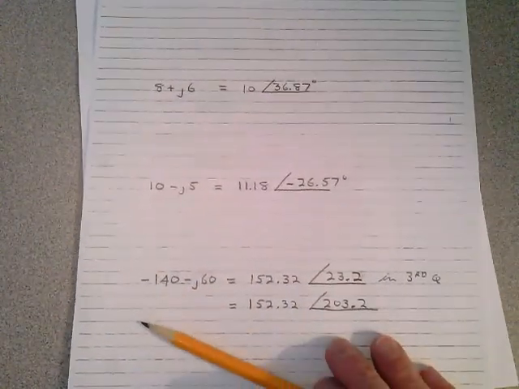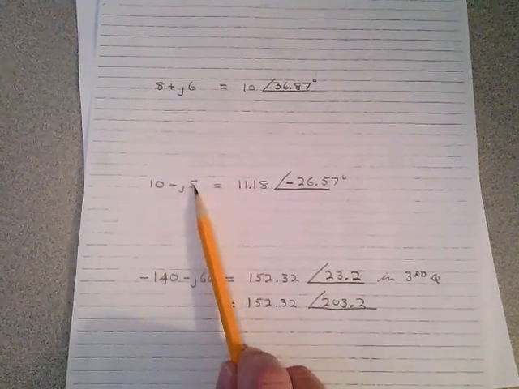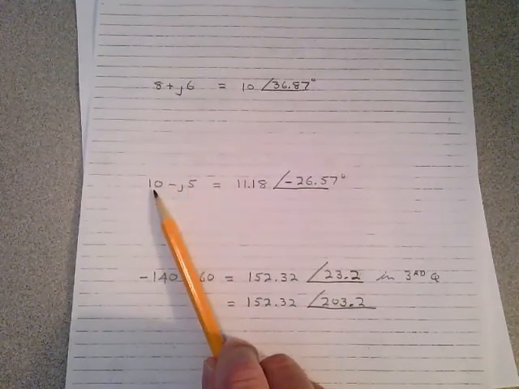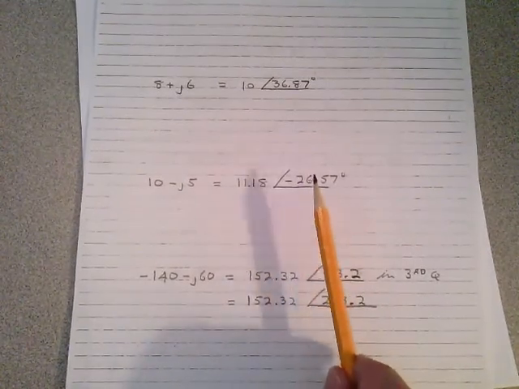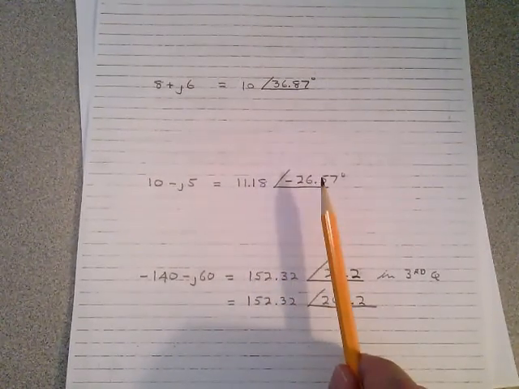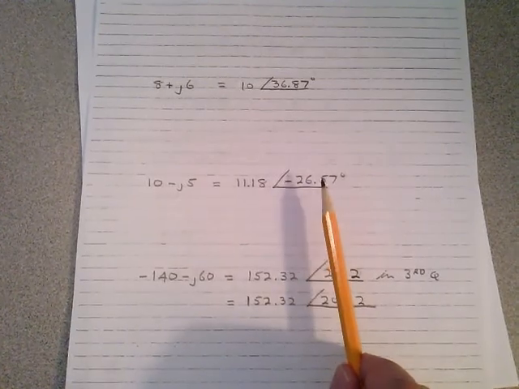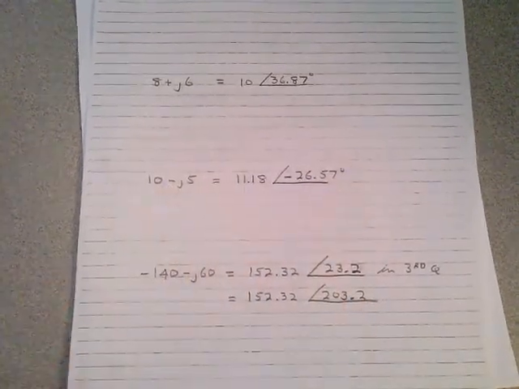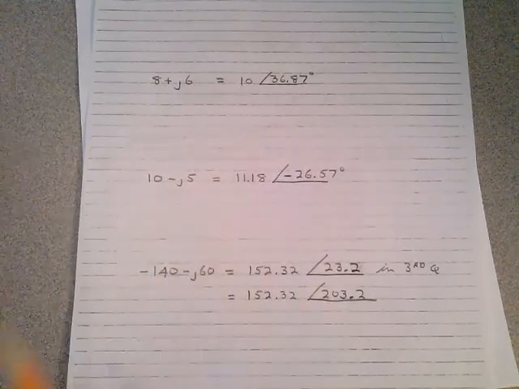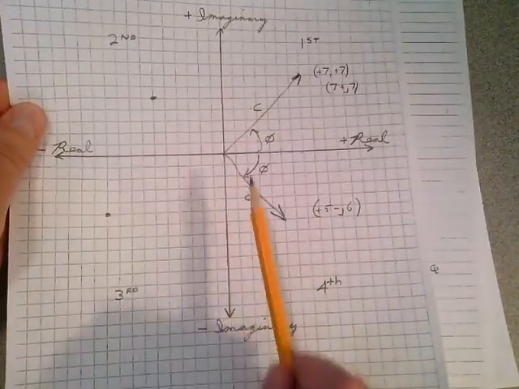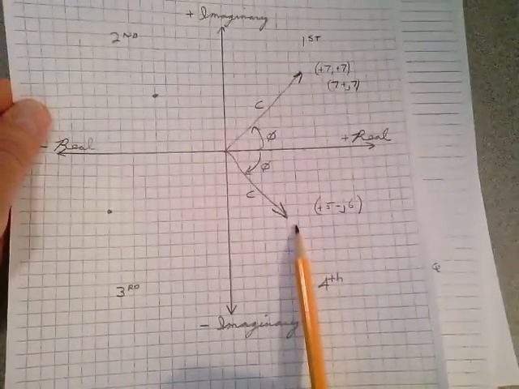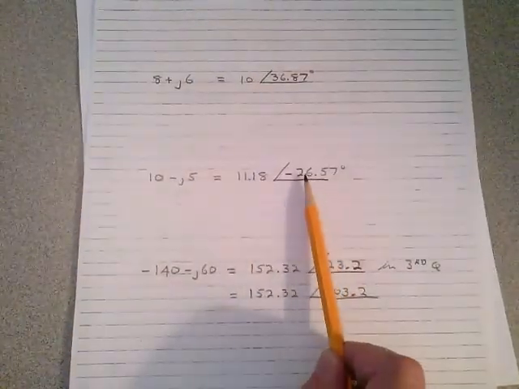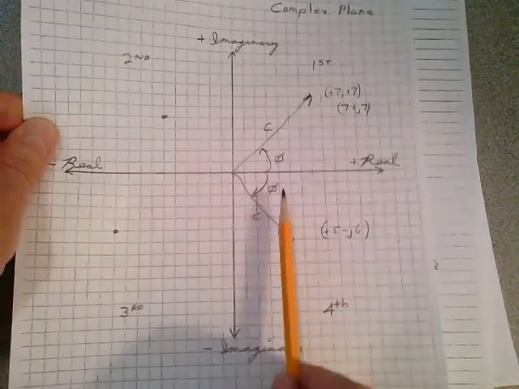So how do you get around that? Forget about the sign here. Just take 5, divide it by 10, inverse tangent. You're going to get 26.57 degrees. And you have to put that 26.57 degrees now in the correct quadrant. That's where the signs come in. If you have a plus real and a negative imaginary, that puts it in the fourth quadrant. So that angle in the fourth quadrant would be a negative 26.57 degrees. That puts it in the fourth quadrant and you're done.